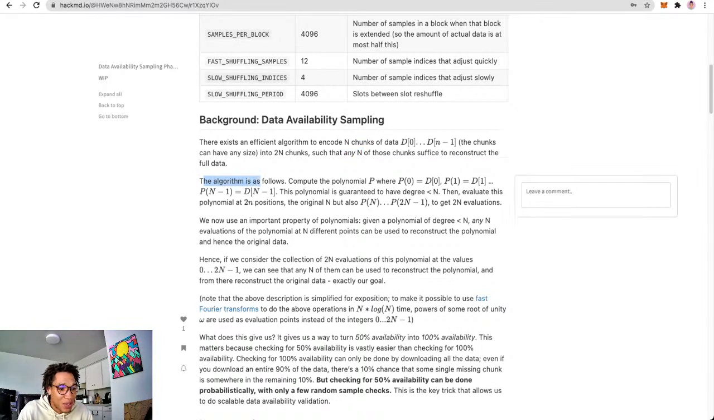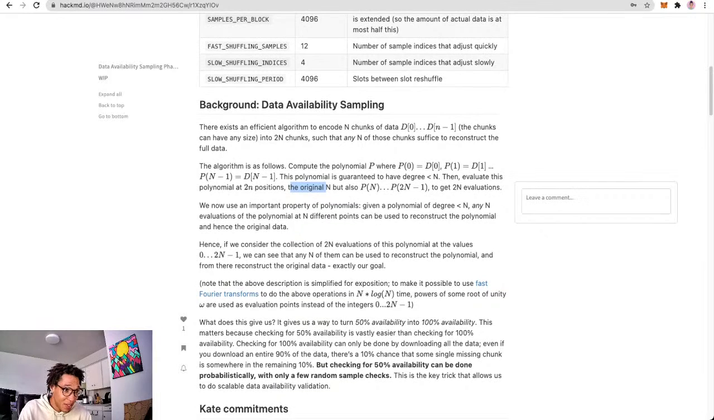The algorithm is as follows. Compute the polynomial p, where p0 equals d0, p1 equals d1, and so forth, where p of n minus 1 equals d of n minus 1. This polynomial is guaranteed to have degree less than n. Then evaluate this polynomial at 2n positions: the original n, but also p of n, and all the way up to p of 2n minus 1, to get 2n evaluations. Okay. So this is the background of data.